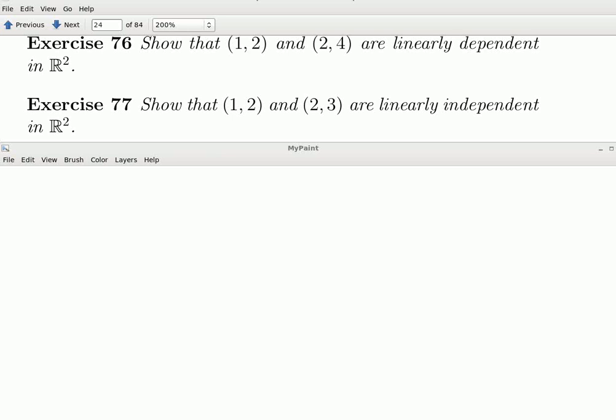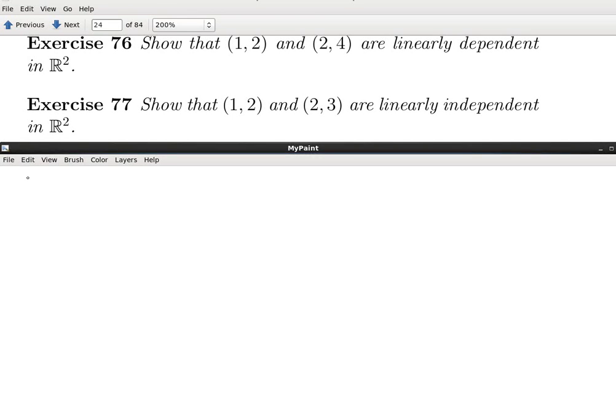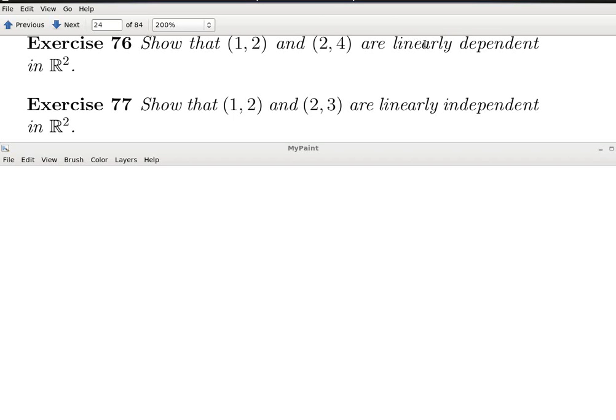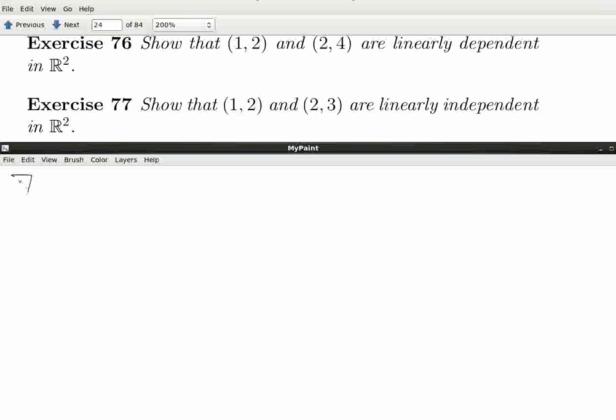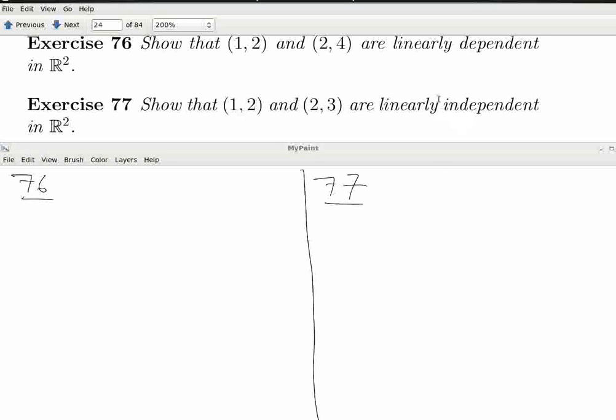I'm going to do 76 and 77 together because I want to show you how these differ. You show that things are linearly dependent differently from how you show they're linearly independent. So 76 will go here. 77 will go here. I encourage you now to pause and read the definition of linearly independent, linearly dependent.